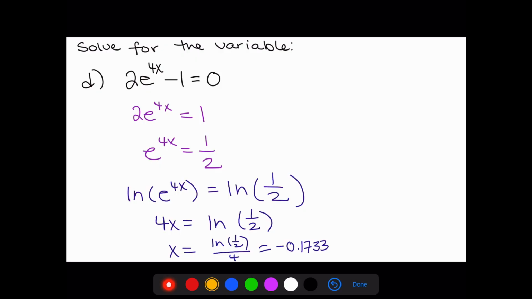Ln of 1/2 is a number. We can get it from our calculator. And so to solve for x, we have to just divide by 4. So my answer is natural log of 1/2 divided by 4. And we could put that into our calculator, and it becomes negative 0.1733. That's my last example in this video.